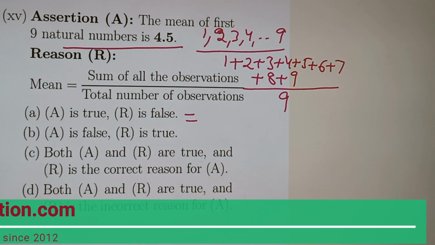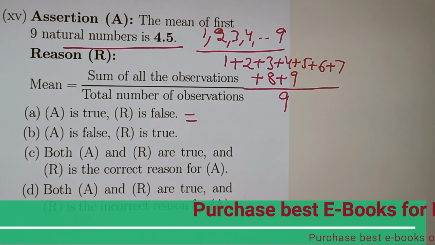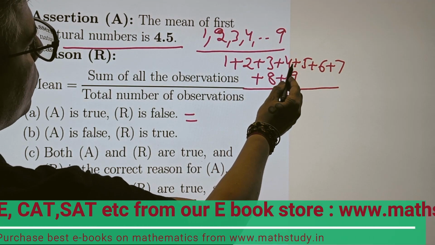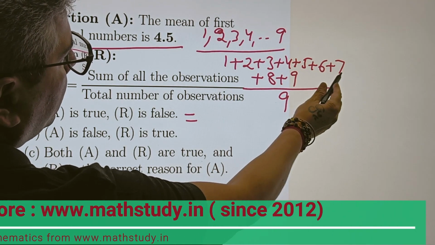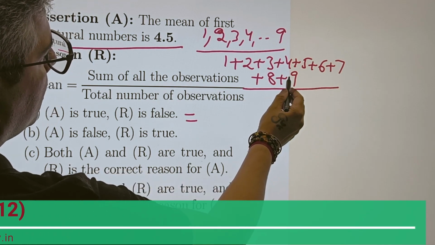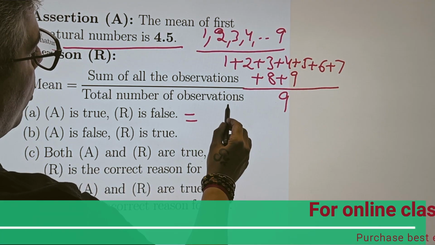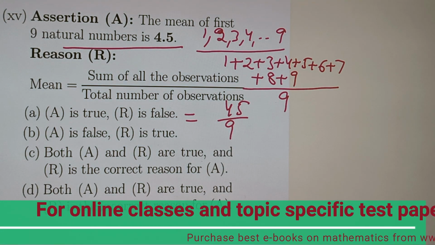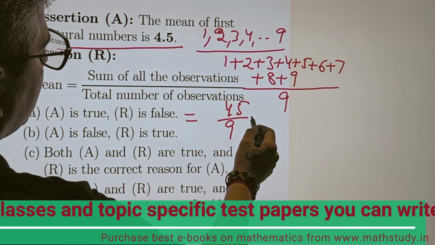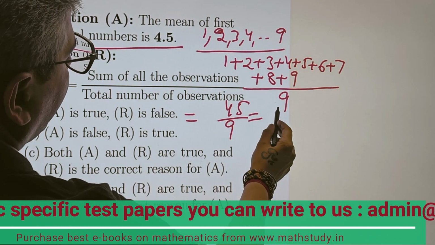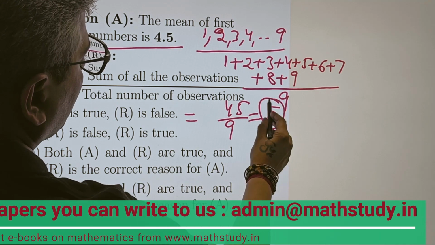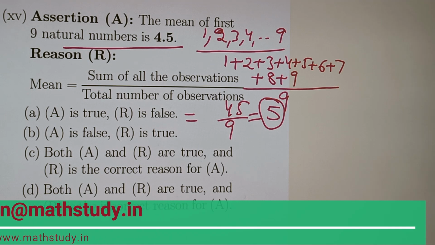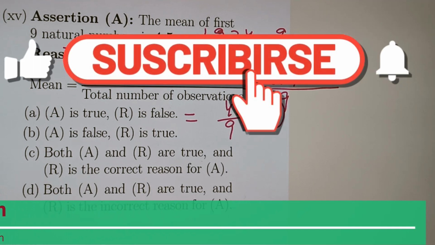Now we can simply add all these terms first. So it is basically 1 plus 2 is 3, 3 plus 3 is 6, 6 plus 4 is 10, 10 plus 5 is 15, 15 plus 6 is 21, 21 plus 7 is 28, 28 plus 8 is 36, 36 plus 9 is 45. 45 upon 9 here. So let's divide it by 9. 9 fives are 45. So our mean is what? Mean is 5 here. But in assertion A, the mean is given as 4.5.